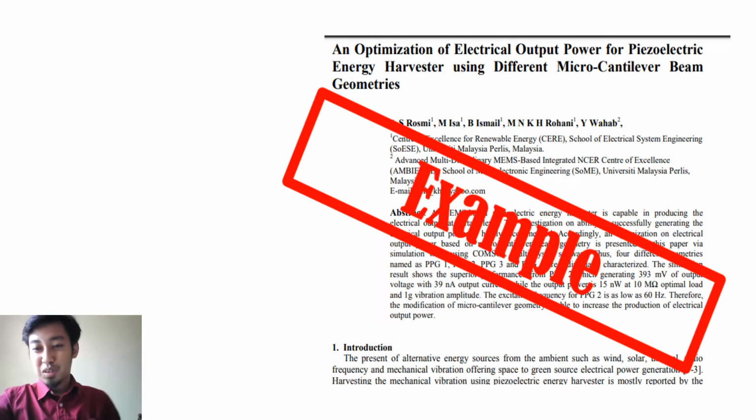Okay, so let's go. We go for example. You can find this paper on the internet. You just type the title: optimization of electrical output power for bioelectric energy harvesting and energy harvester using different micro cantilever beam geometries. Actually, in this research, the researcher wants to analyze the electrical output power for an energy harvester with different geometry. So they have some variables here. Let's check it out.